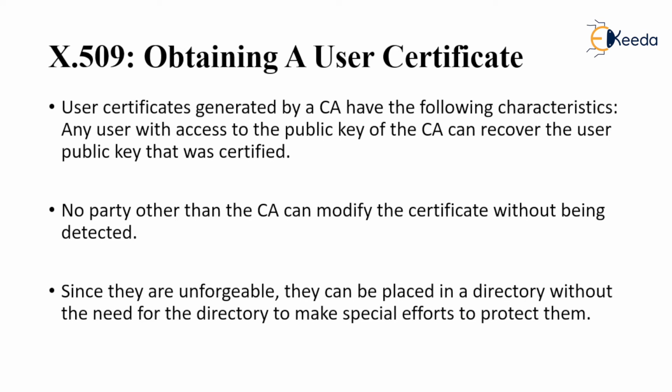How to obtain a certificate? That means if a user certificate has to be generated, then the user certificate generated by a CA should have the following characteristics. Any user with access to the public key of a certificate authority can recover the user's public key that was certified. That means it is very essential that the certificate authority should be aware of the public key of a particular user. No party other than the CA can modify the certificate without being detected. It is very essential. And since they are unforgeable, they can be placed in a directory without the need for the directory to make special efforts to protect them.